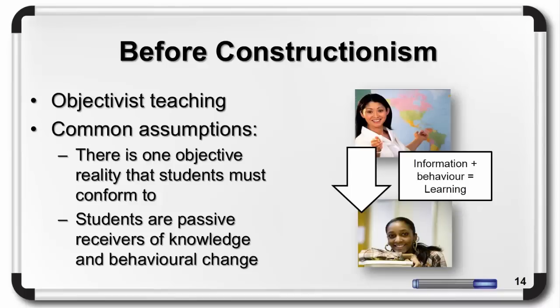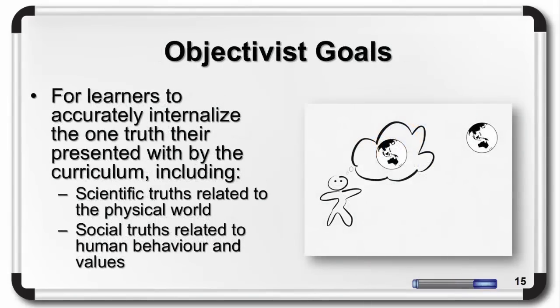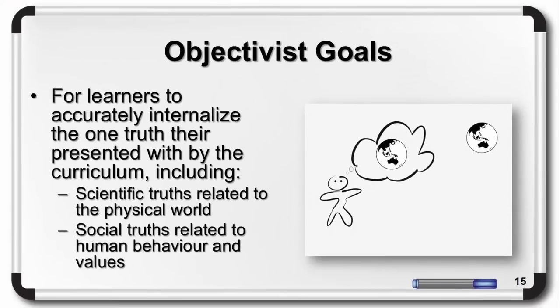Before constructionism in education, assumptions about the nature of truth were solely objective. That is, truth is singular and something that we must all conform to. Teaching therefore stressed this conformity. So in objectivist teaching, students are often treated as passive receivers of knowledge and behavioral change, and truth is passed from the more experienced teacher one way towards the learners. The goal of the objectivist teacher is for learners to accurately internalize the one truth they're presented with by the curriculum, including scientific truths related to the physical world and social truths related to human behavior and human values.